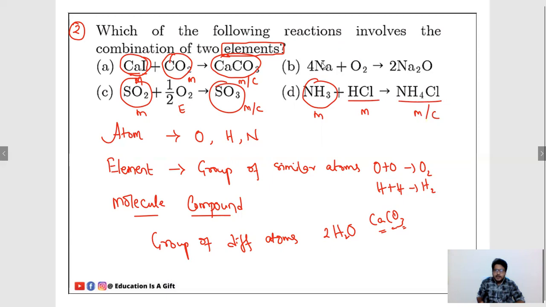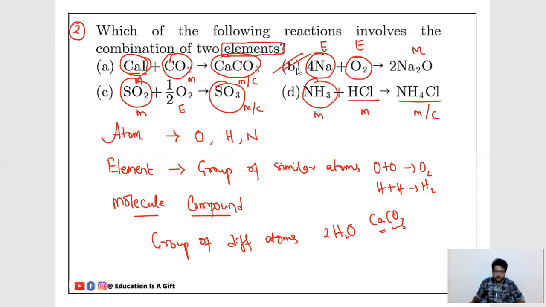But if you observe this B, sodium, we have only one, it is an element. Oxygen, element, and we are getting, of course, molecule. So what they asked, which of the following reactions involves the combination of two elements? The answer would be this B, Na plus O2.